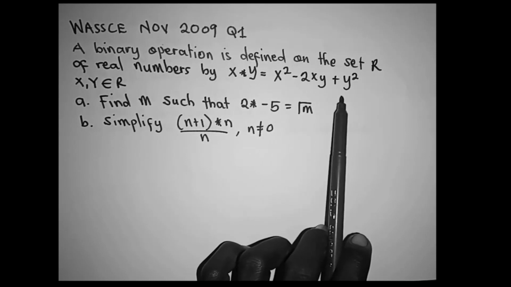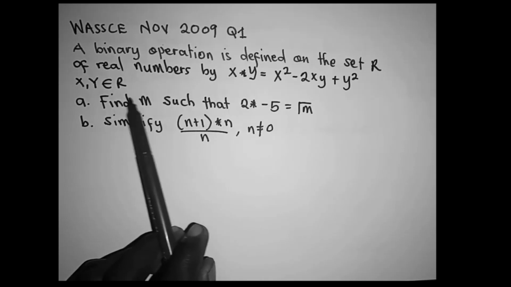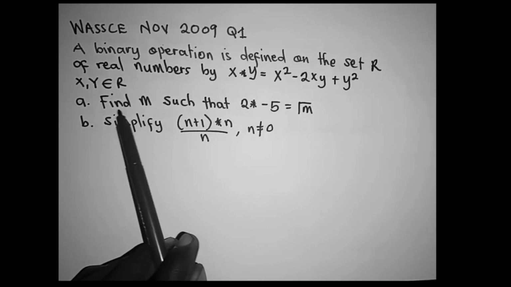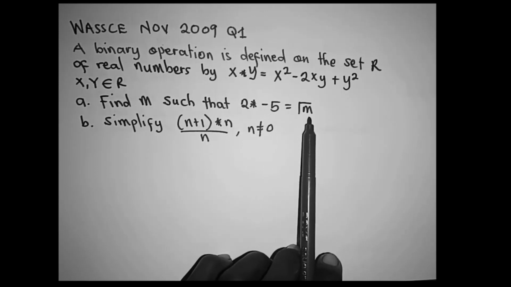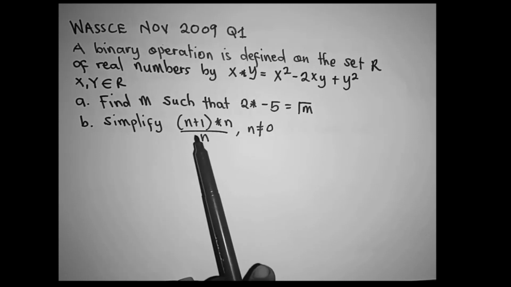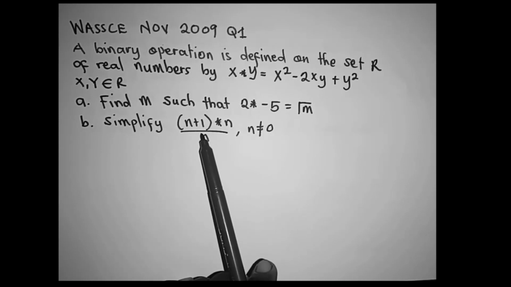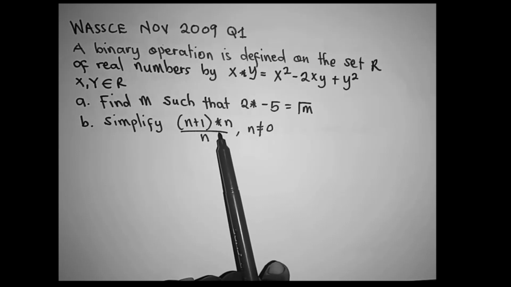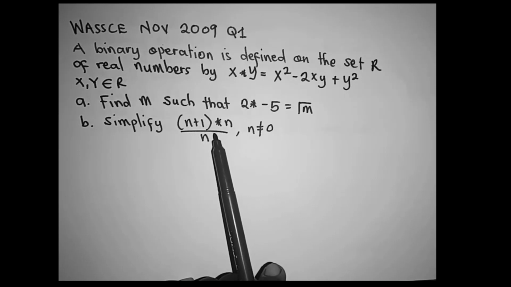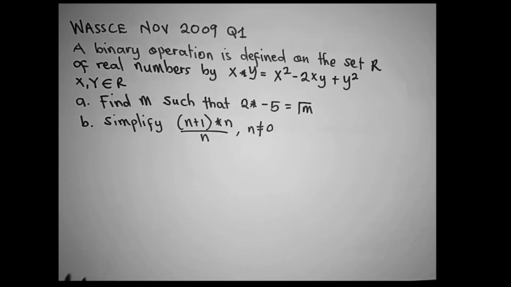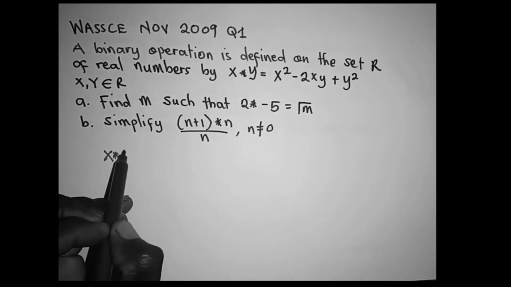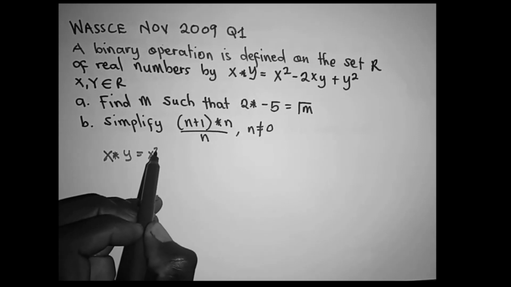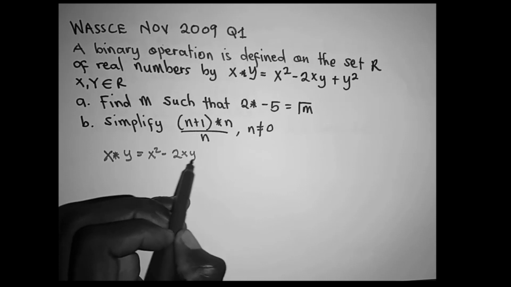A binary operation is defined on the set of real numbers by x operation y equals x squared minus 2xy plus y squared, where x and y are all real numbers. A. We should find m such that 2 operation minus 5 equals root m. And b, we should simplify in one bracket n plus 1 operation n, divided by n, where n is not equal to 0. So let's start with the a part. The binary operation is x operation y equals x squared minus 2xy plus y squared.